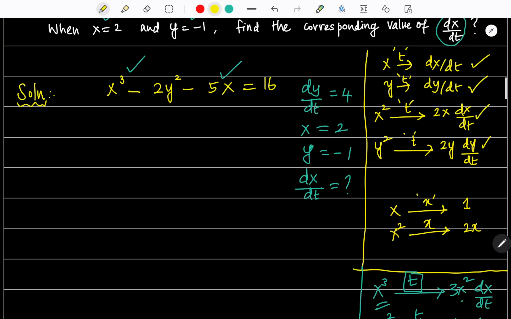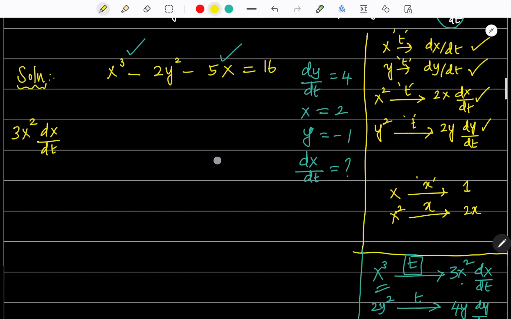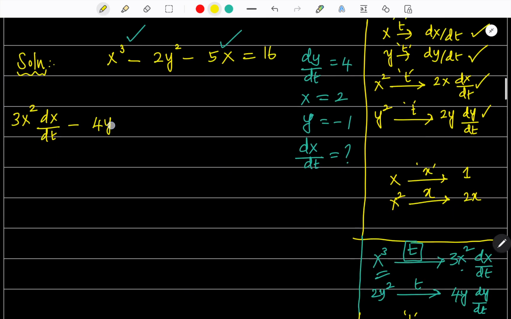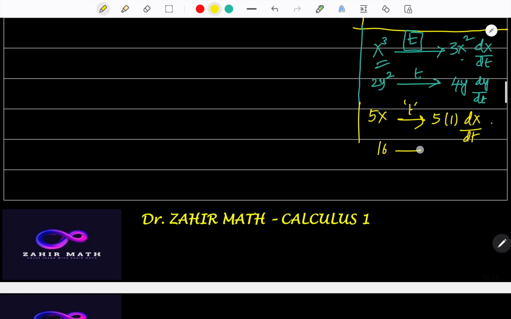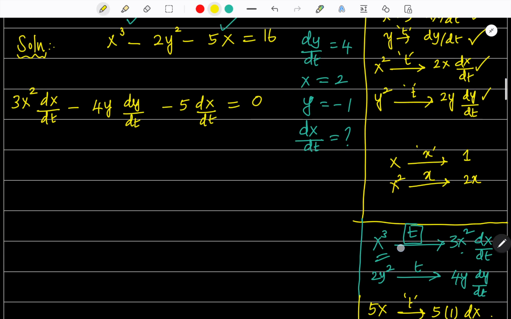Right, let's start the solution. So x cube derivative is 3x square dx by dt. Again I'm telling, variables are functions of t. Minus 4y dy by dt minus 5 dx by dt is equal to derivative of 16 is what? 0. Whatever variable you do, a constant becomes 0. Keep in your mind. So what is the question? Your question is find dx by dt. So dx by dt you collect it.